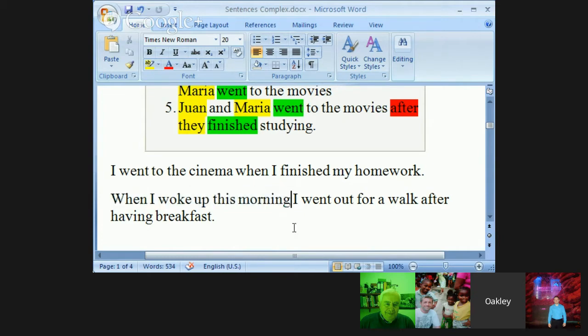Afterward. And I woke up this morning. I went out for a walk, and afterward I had breakfast. When I woke up this morning, I went out for a walk, and then I have breakfast. Went out for a walk. Then you're adding something, and what? And then I had breakfast? Yes, and then I have breakfast.